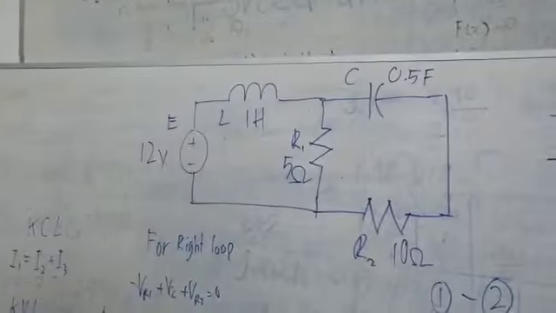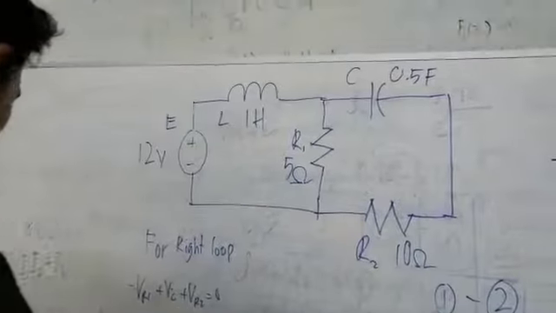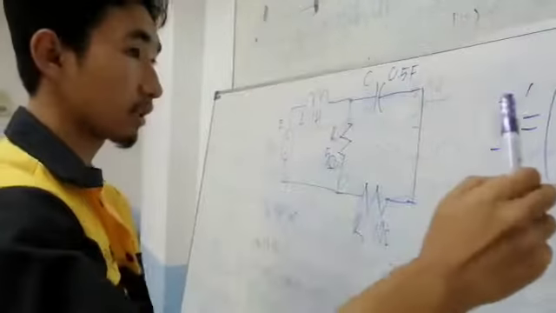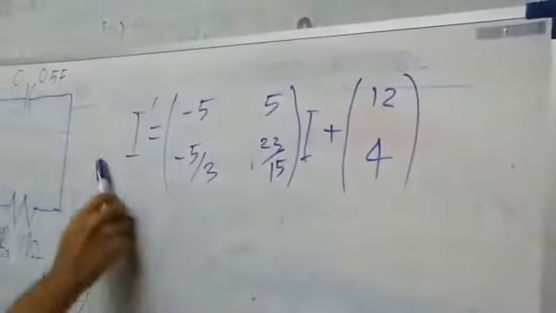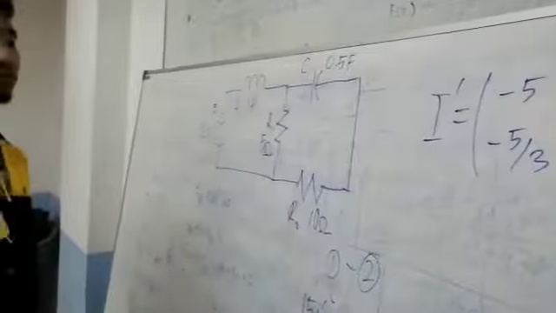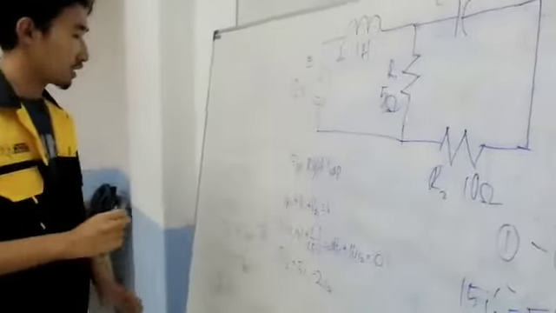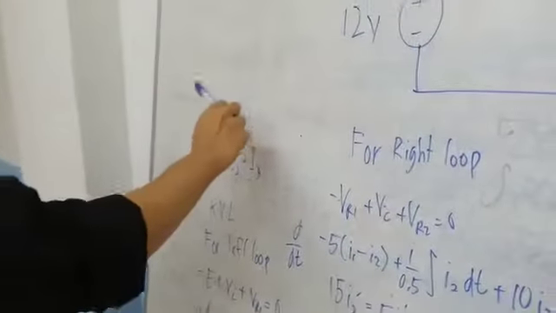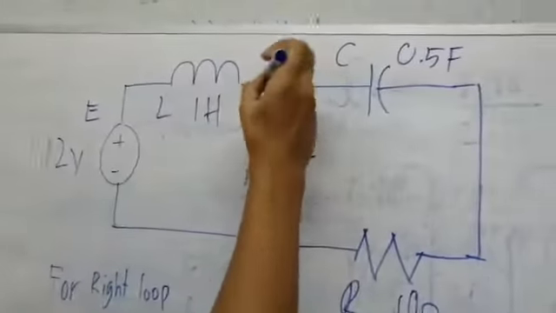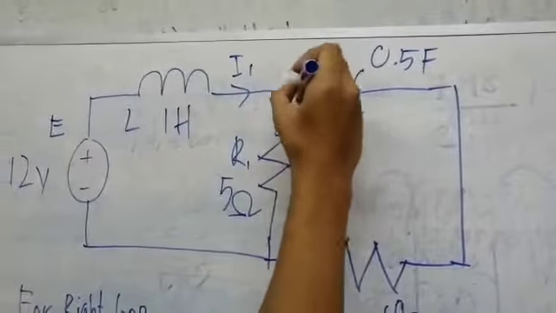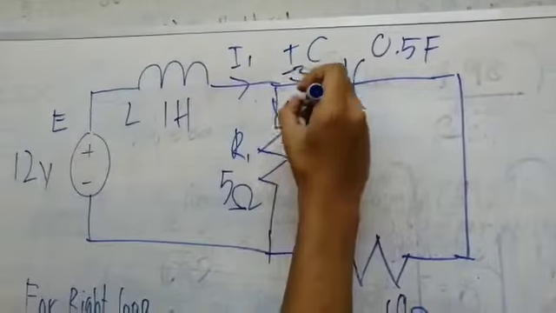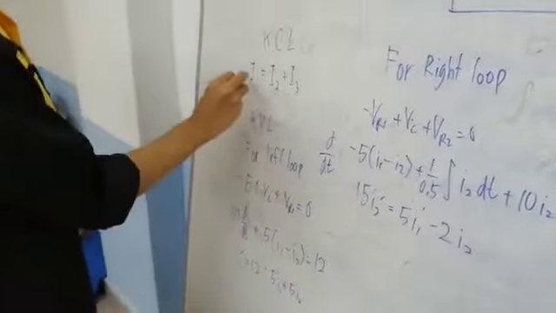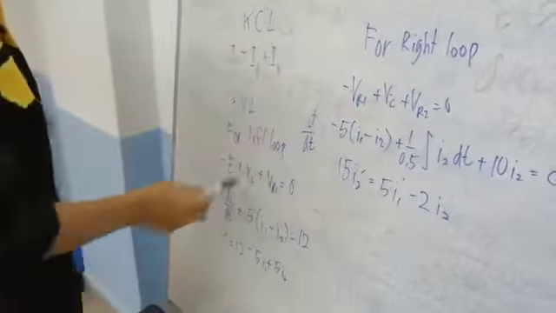Right now I will do exercise 3D, question number 1. The question is, from the circuit, prove this equation from this loop. Okay, firstly we need to do KCL. As we know, it is I1, I2 and I3, and we do equation I1 equal I2 plus I3.